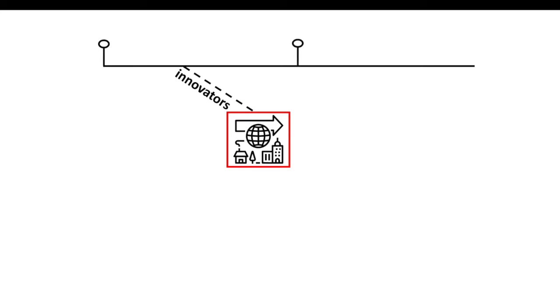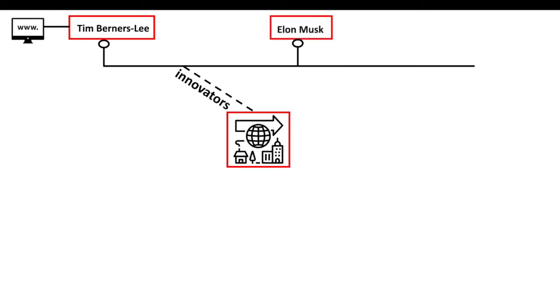So the first person is a man called Tim Berners-Lee, and Tim Berners-Lee is famous for inventing the World Wide Web. He invented it in 1989, and he was a British scientist. The next person we're going to think about is a man called Elon Musk. Now you may have heard of him. He's particularly famous for being a technology entrepreneur, inventor and engineer, and he's the CEO of Tesla.